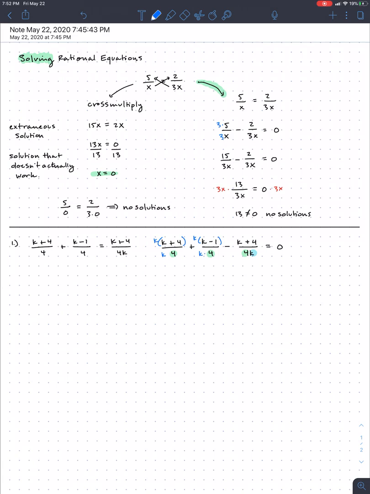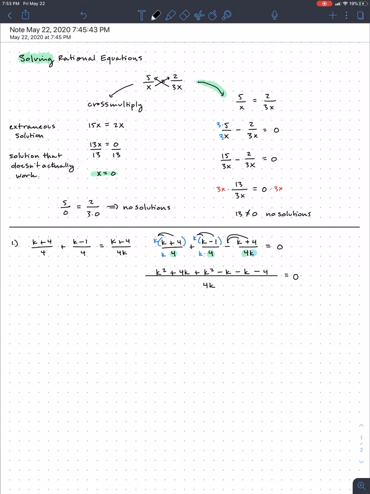Right. And I'm going to simplify. So when I distribute these k's to all of my terms, I have k squared plus 4k plus k squared minus k. And remember that this negative also needs to get distributed. So negative k minus 4. And all of that is over my common denominator of 4k. That's equal to 0.